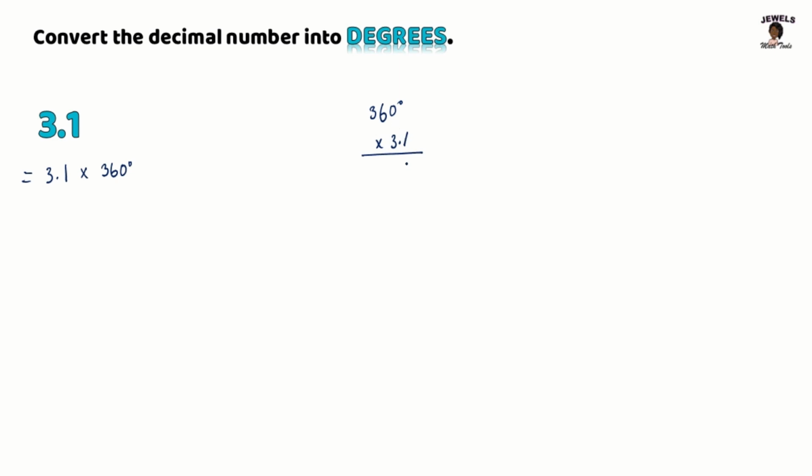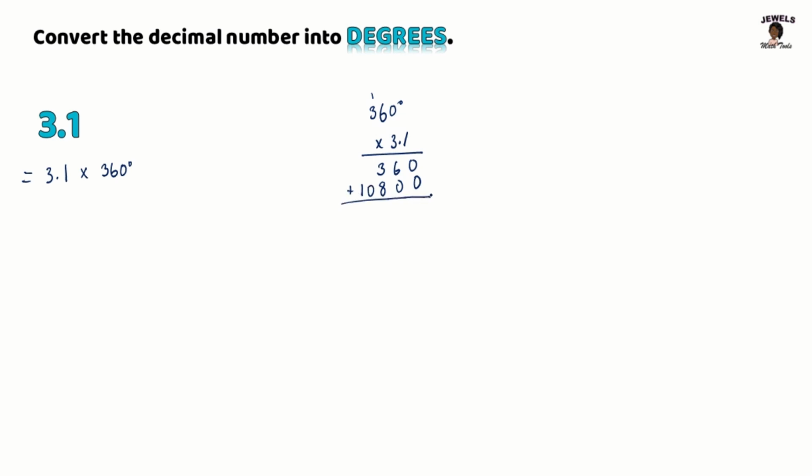So 1 times 0 is 0, 1 times 6 is 6, 1 times 3 is 3. We're going to add in our 0 and begin multiplying by our 3. 3 times 0 is 0, 3 times 6 is 18. We'll put our 8, carry our 1. 3 times 3 is 9, plus 1 will equal 10.